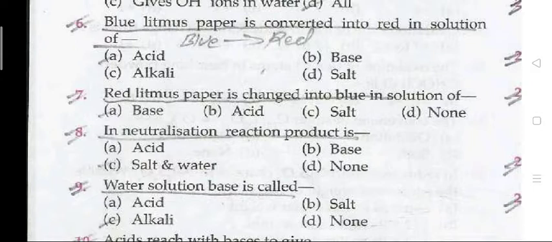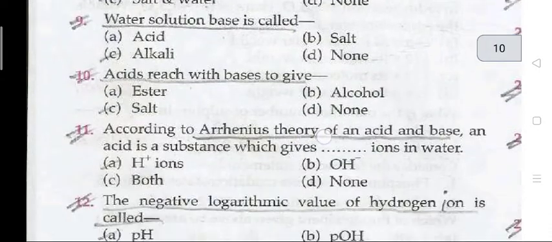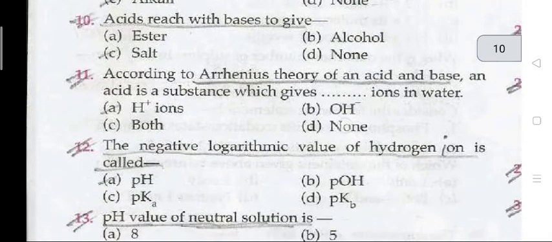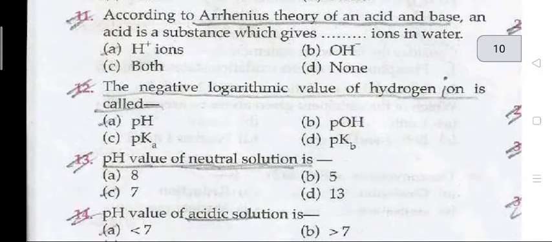Question 8. In neutralization reaction the product is salt and water. Question number 9. Water soluble base is called alkali. Question number 10. Acid reacts with bases to give salt. Question number 11. According to the Arrhenius theory of acid and base, an acid is a substance which gives H plus ions in water.